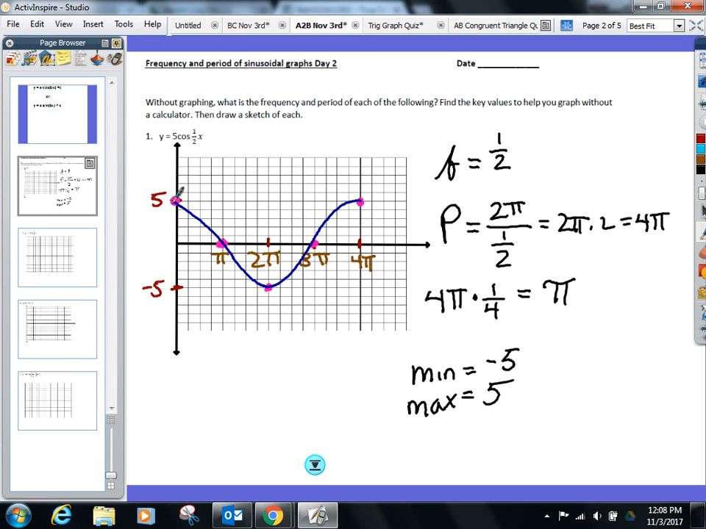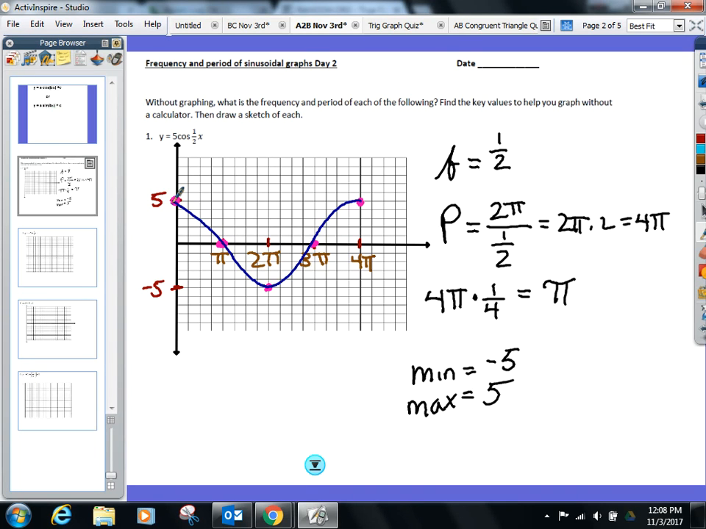Okay, so go ahead, get 5 cosine 1/2 x in there. Once you do that, go to your window. Ready? Let's fill in the window together. Now we're on the x-axis, everybody. What is your minimum x value? Minimum x value, 0. What's your maximum x value that we have on here? All the way to 4 pi, so put 4 pi in there.